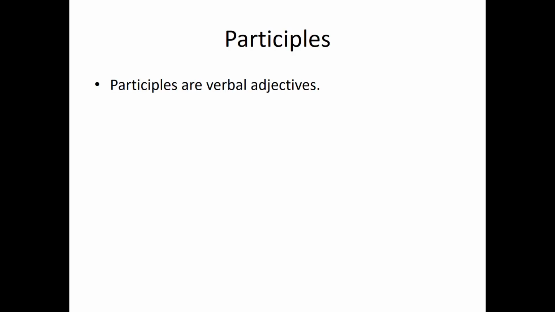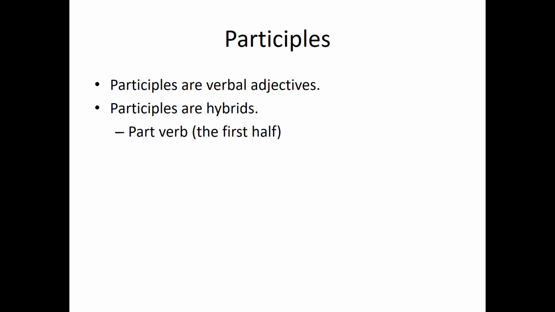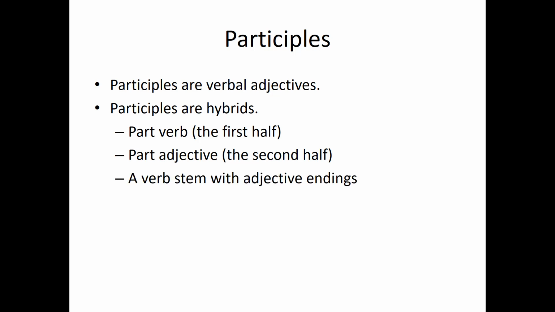Participles. Participles are verbal adjectives. They're hybrids. They're part verb, that's the first half, and they're part adjective, the second half. A participle is a verb stem with adjective endings.